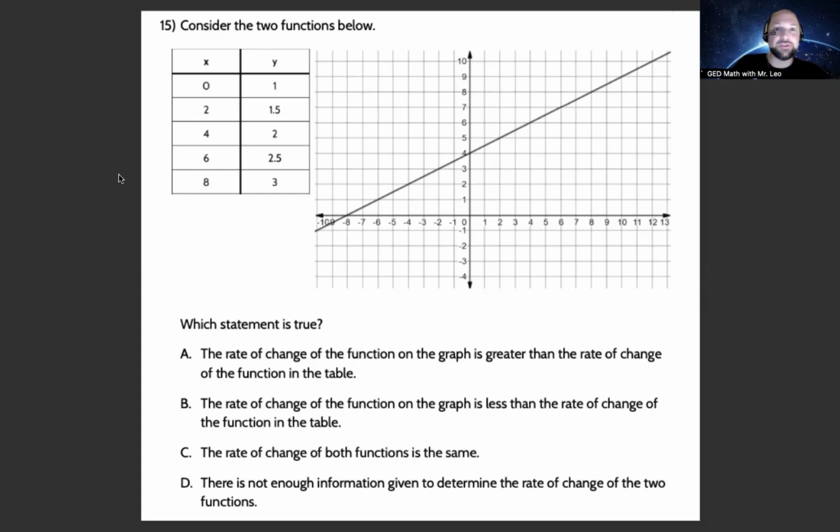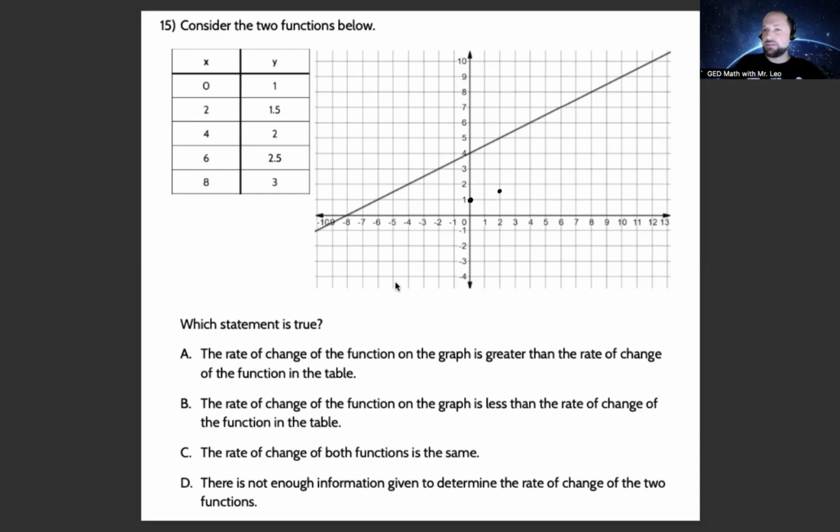This question is different. Look closely. First data point here is 0, 1. But look at the graph. 0, 1 is here. 2, 1.5, that's here. These are not the same function. This question is challenging because they're giving you one function in a data table and a different function in a graph. We are comparing them even though they are presented differently.